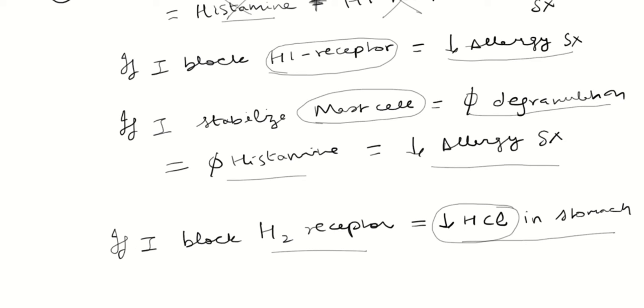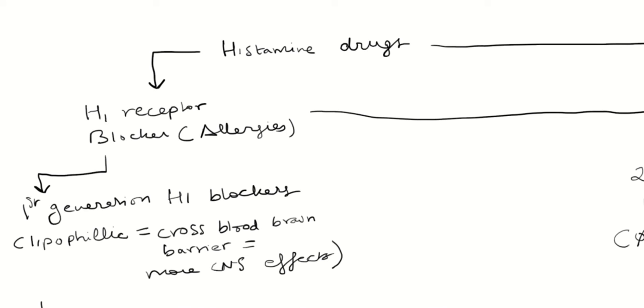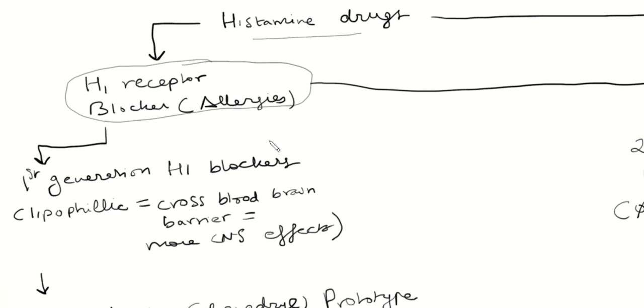So let's take a peek at our next step, which is our drug map. So here's the histamine drugs. Okay, so the first thing we're going to talk about is the H1 receptor blocker. Aha, it's this one here. Exactly what we're going to talk about, and it's used for management of allergies.